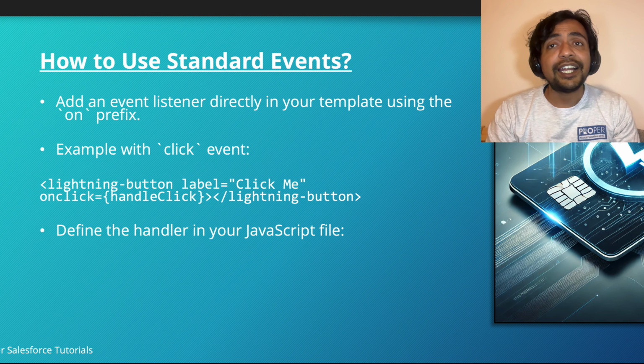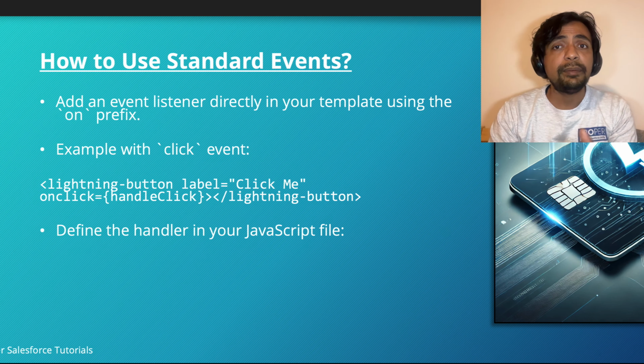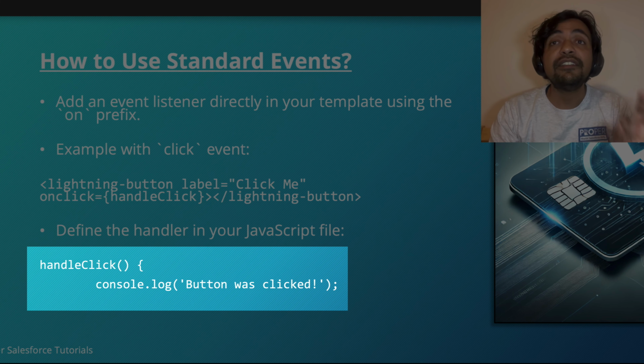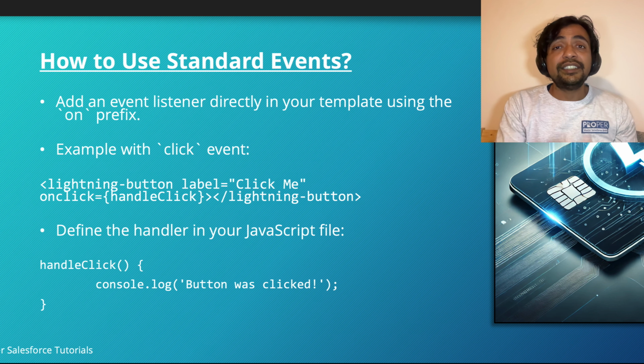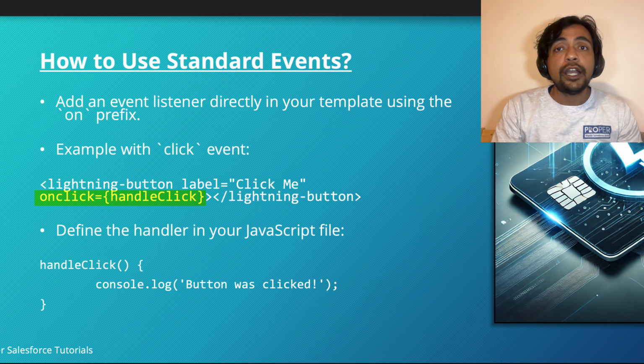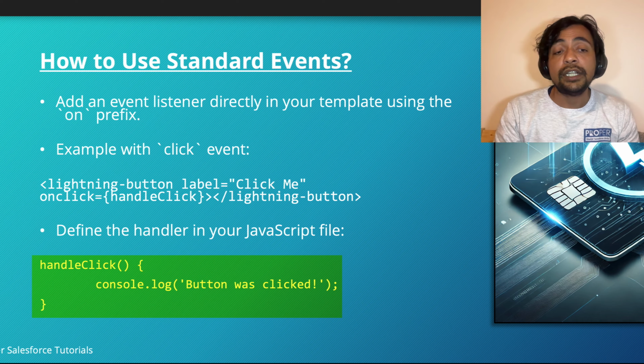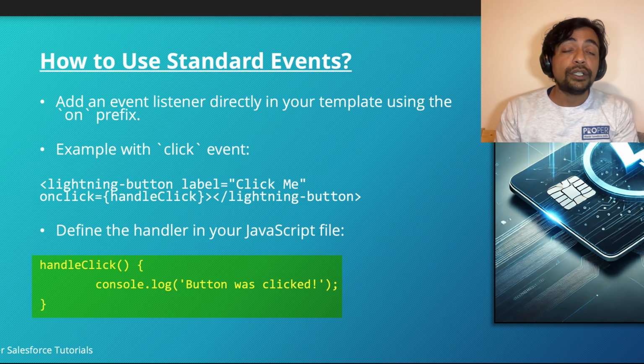Now we will define the handler in the JavaScript file. So this handler will be nothing but a method inside our JavaScript file, and that specific method will be executed when that specific event happens. So the process is very simple. We add a listener for a specific event on a specific component. The listener will listen for when that event happens, and this listener will call that handler when the event happens. So if the click event happens on this specific button, then the handleClick method will be called and some text will be written on the console.